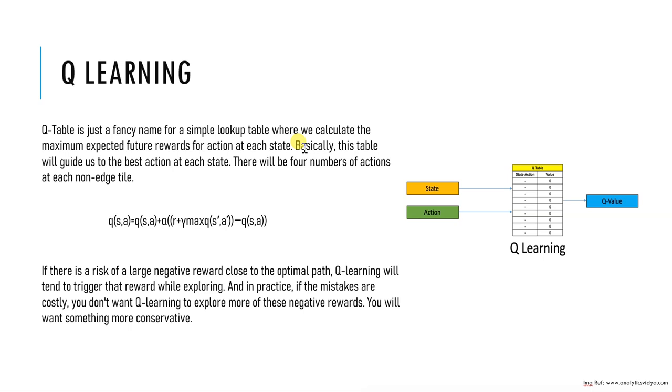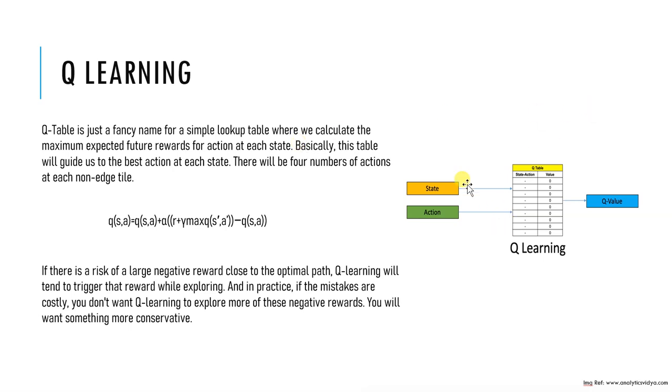So as the agent explores the environment and updates its Q value, it gradually learns the optimal policy to reach the goal state. The agent selects actions based on the highest Q value for the current state, and continues updating its Q value as it interacts with the environment.